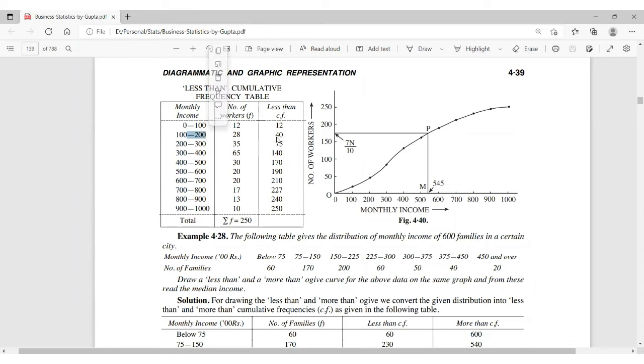200, 40, 240. Yes, sir. Similarly, 375, 400, 140, and so on. Right? With the free hand, we join these points. This is a less than curve. Less than frequency or less than ogive.